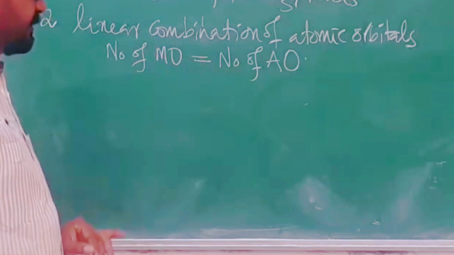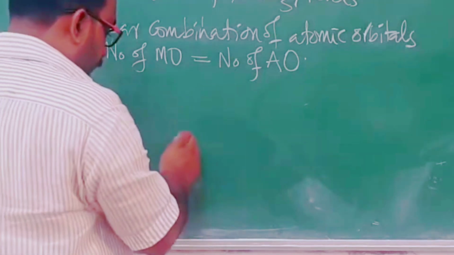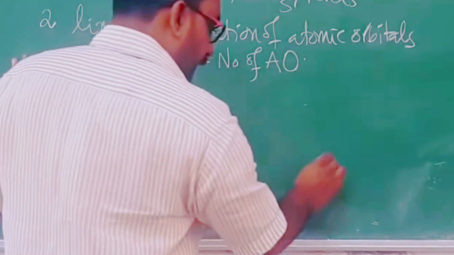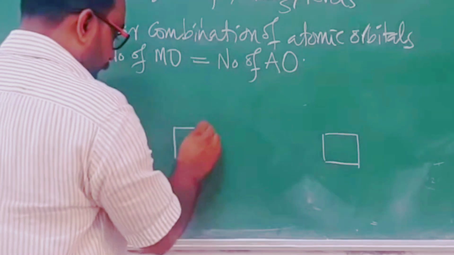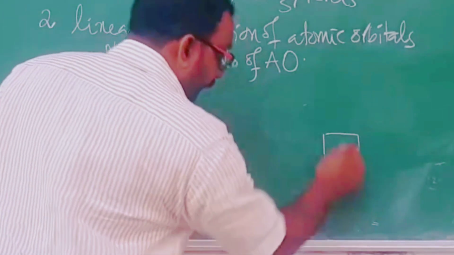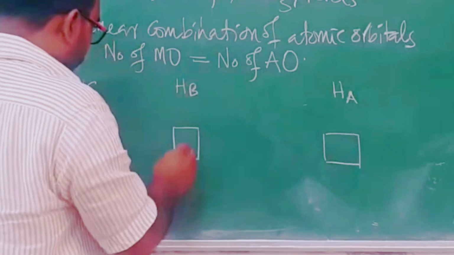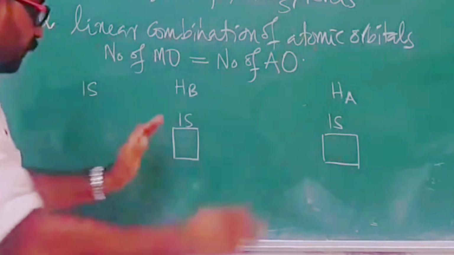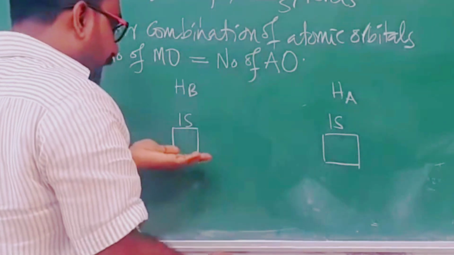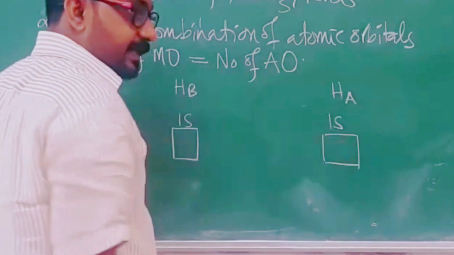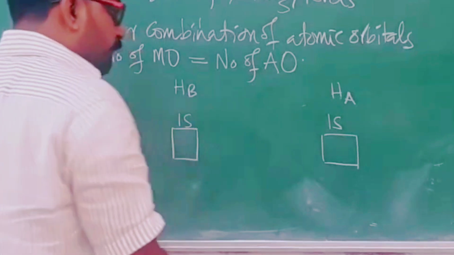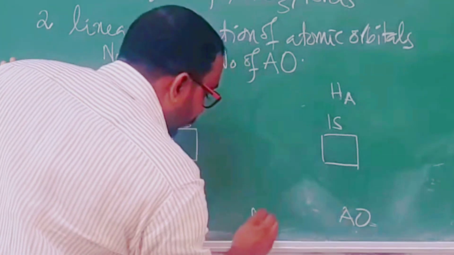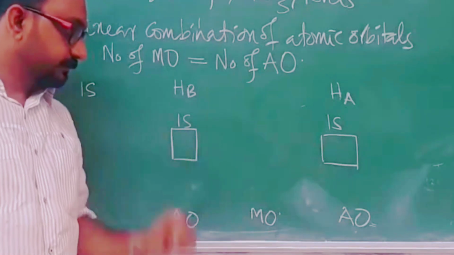We represent molecular orbitals in box form. Suppose you take hydrogen, whose atomic orbital is 1s, represented by a box. There are two atoms, HA and HB, with atomic orbital 1s for hydrogen atom A and 1s for hydrogen atom B. When you draw the molecular orbital diagram, you take atomic orbital A on one side and atomic orbital B on the other side. If you want to represent the molecular orbital, you draw it in the middle.